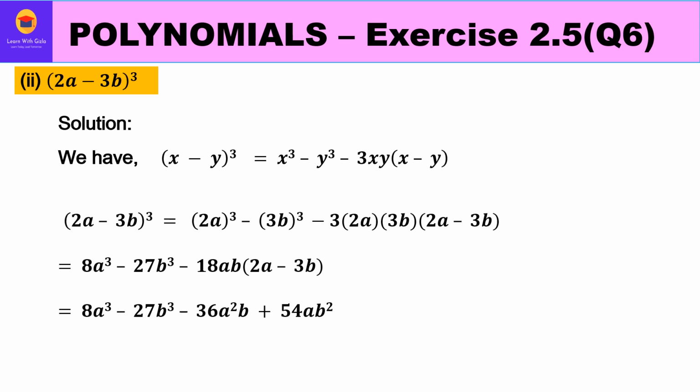Now let us take up second part. In second part, they are saying expand 2a minus 3b whole cube, right? Now there is a minus sign over here. So clearly it is identity 7, which is x minus y whole cube is equal to x cube minus y cube minus 3xy in bracket x minus y. So make sure everywhere it is minus sign.